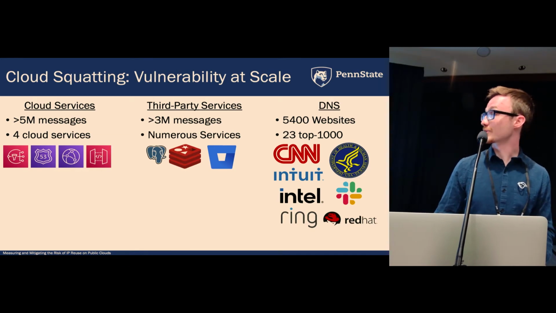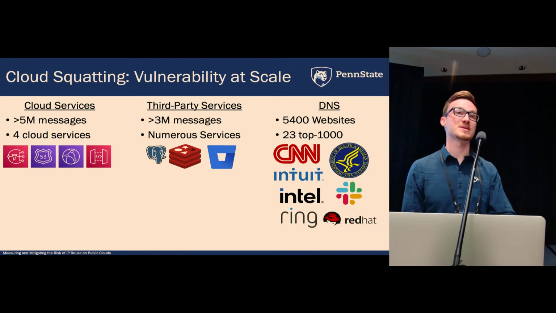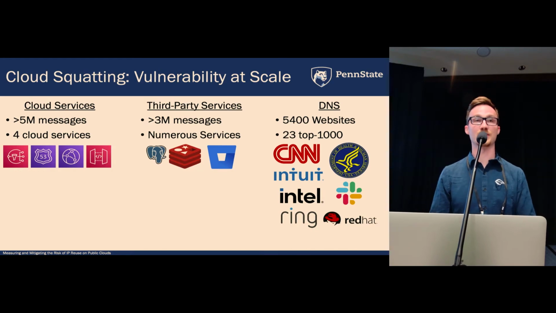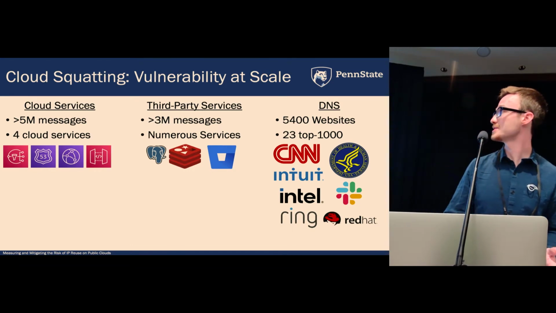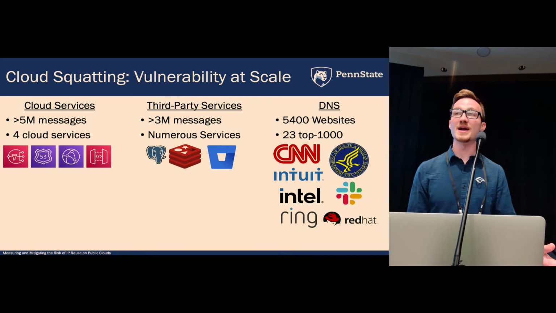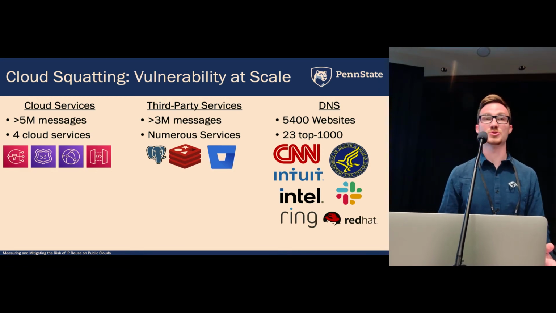For cloud services, we found over 5 million messages received by our telescope intended for other tenants across 4 different cloud services. On third-party services, we received over 3 million messages potentially intended for other tenants across numerous services such as databases, caches, and other APIs. Finally, we used the domain name system to attribute a subset of these vulnerabilities to specific organizations, finding that over 5,400 organizations were potentially vulnerable, including 23 top 1,000 websites in our study of just one region of one cloud provider.